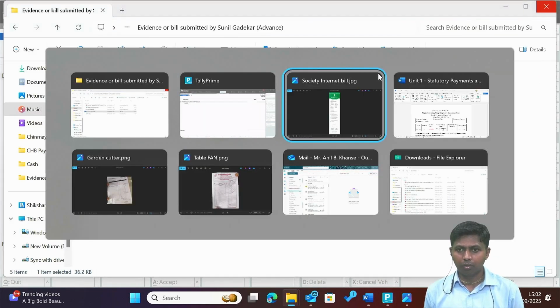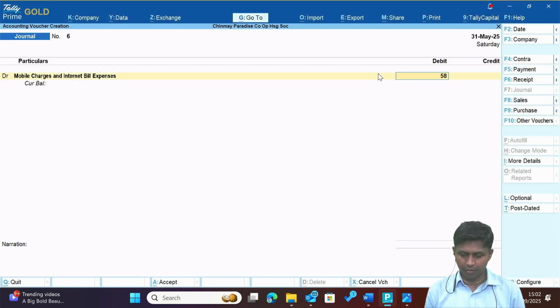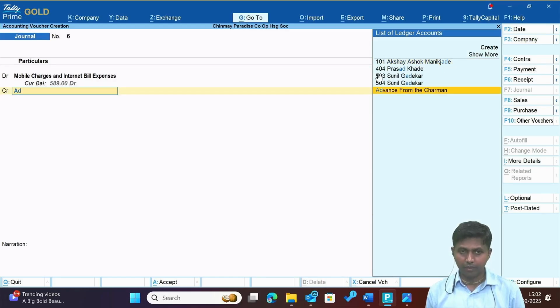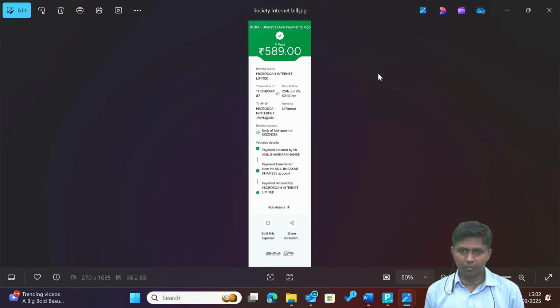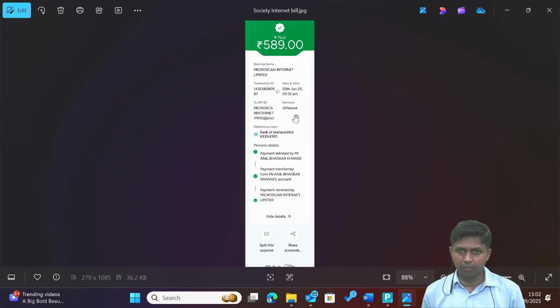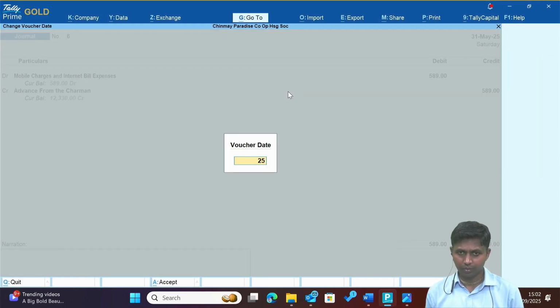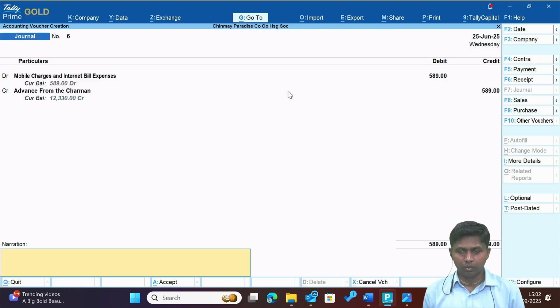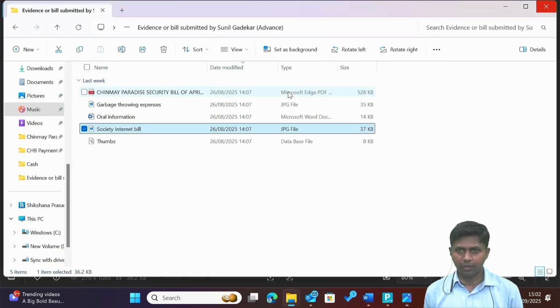Okay, the amount of the bill is 589. Tally, let's say 589, and then who paid? The chairman paid. Therefore, credit to advance from chairman account. This might be the bill of, on which date this is paid, 25th June. Let's say then 25th June. Okay, enter, accept it.